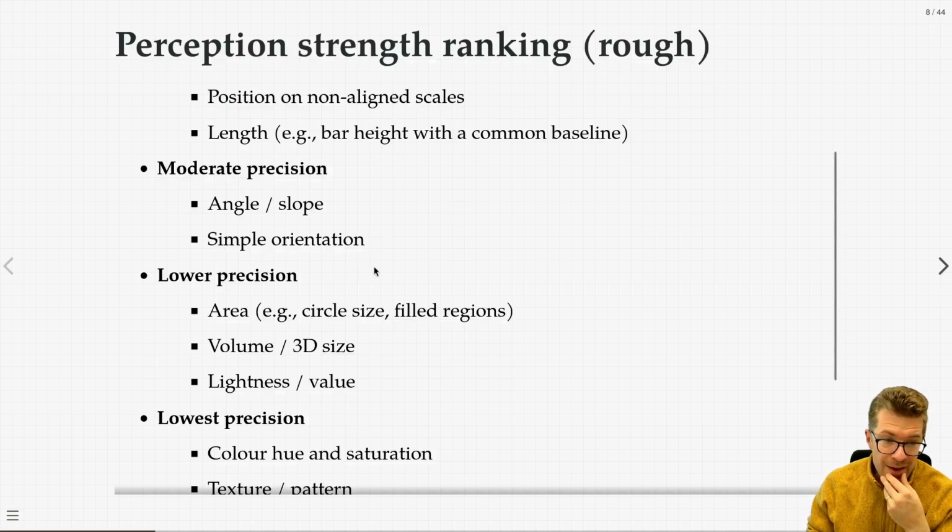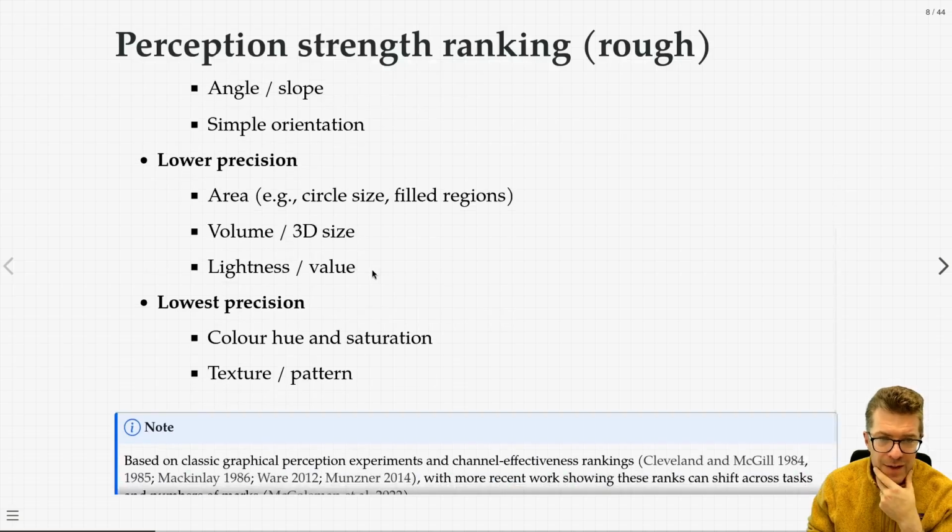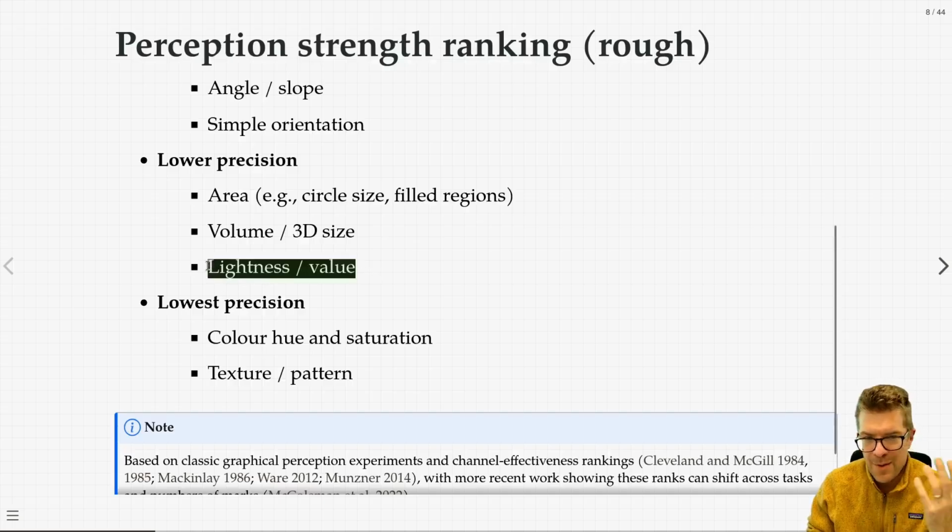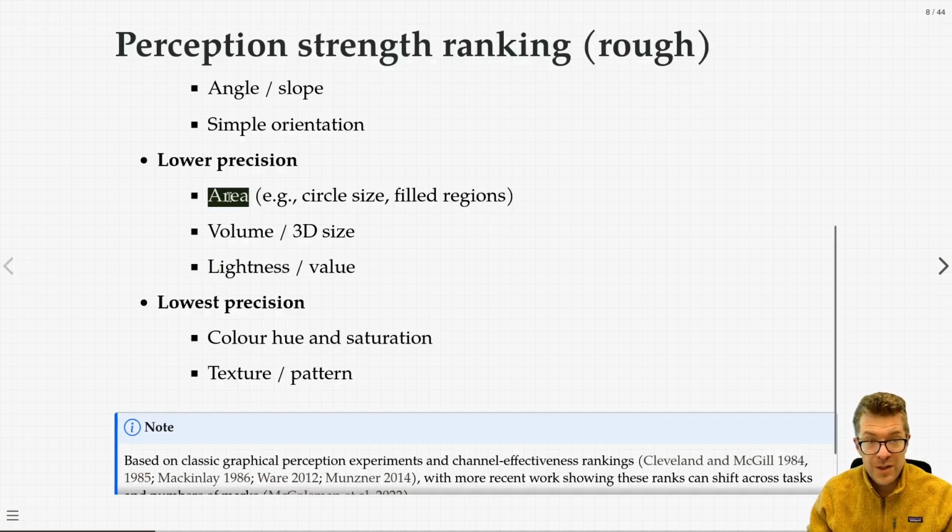Again, getting pretty bad now. The areas of things, judging the exact area of a circle or a filled region or a volume, or even the lightness or darkness of something, we're pretty bad at. Sometimes this can be because of environmental things. If we're reading something in a dark room versus a light room, this can change our perception. But just generally, humans aren't very good at judging area or volume.